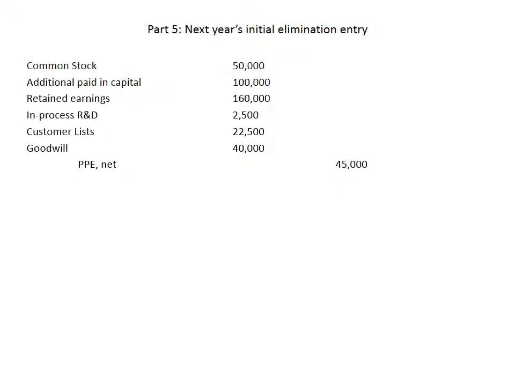Property, plant, and equipment net, in the S entry we credited it for 50. In the A entry we debited it for 5, so we're carrying forward a net 45,000. Likewise, the premium on bonds payable. We initially created a $10,000 premium, we amortized 2,000, which means we're carrying forward 8,000 to the following year. And finally, the sum of all that stuff equals our end of 2001, beginning of 2002 investment in sub account.